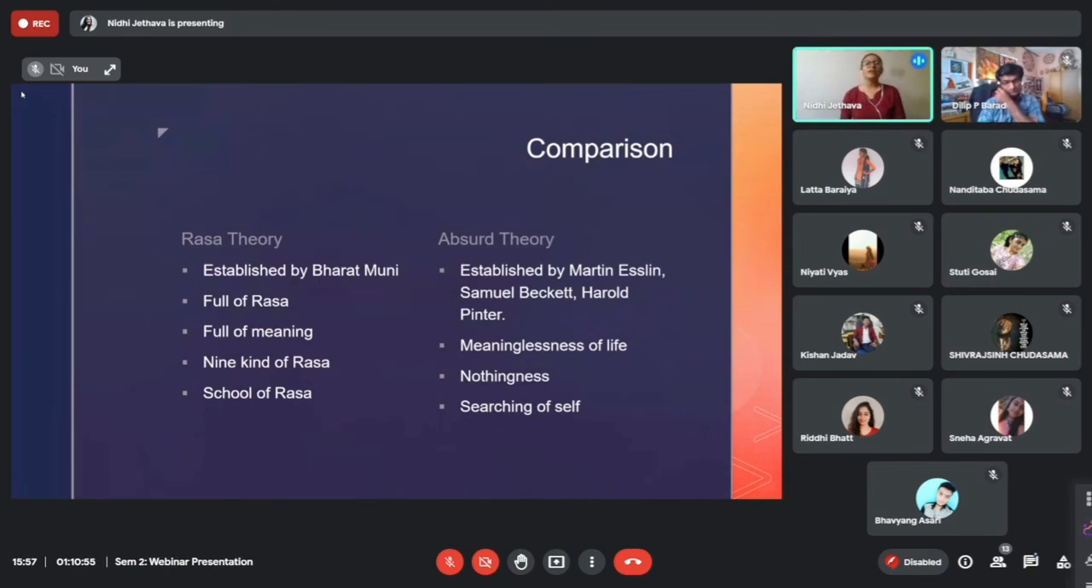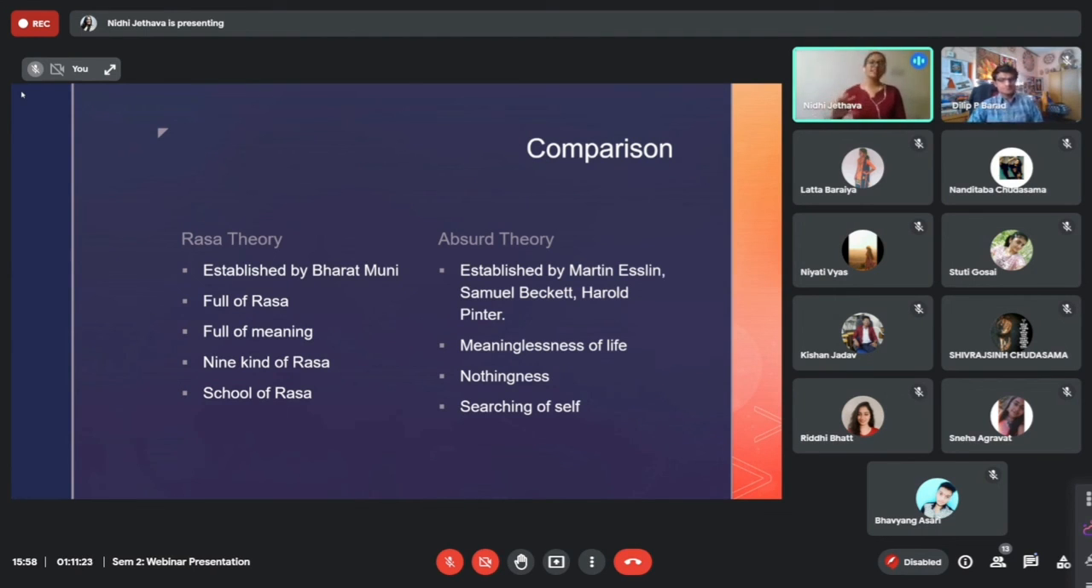We don't have any idea what will happen next to us. Nothingness in life, and the search for the self is the most important question for existential or absurd theory. We are searching for ourselves, we are passing time, we are doing something, dancing, cheering up, gossiping, we are doing routines, but there is nothing in life, and we are just passing time. So both theories are totally different from each other.